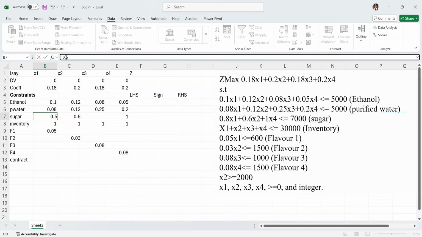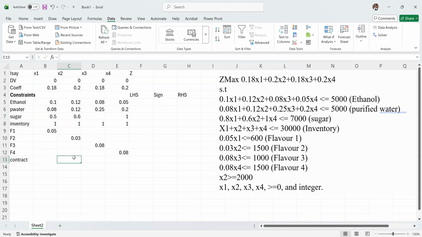Okay, so we are left with a contract. And the contract is for X2, and there's a number 1 in front of the X2. Deborah, lower your hand. And so you type 1. As for the non-negativity and integer, we'll leave it like this.